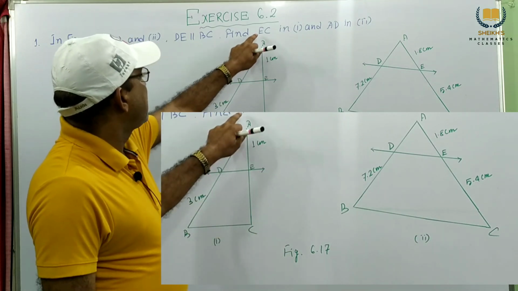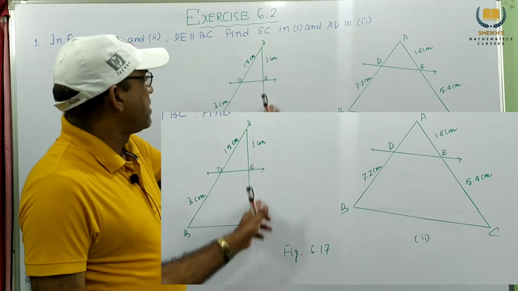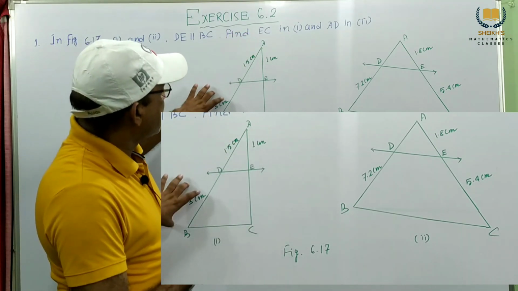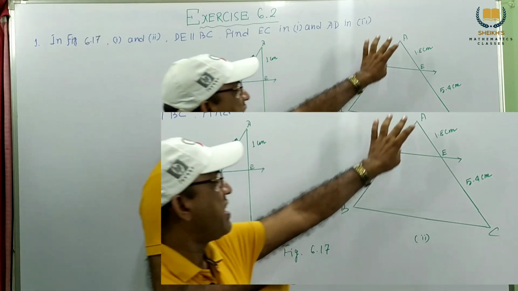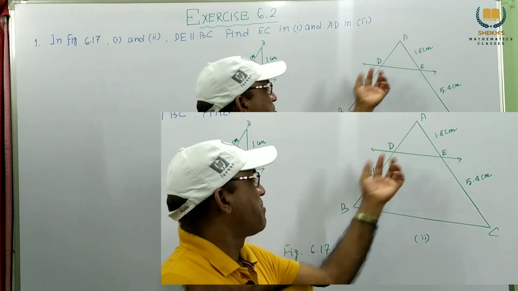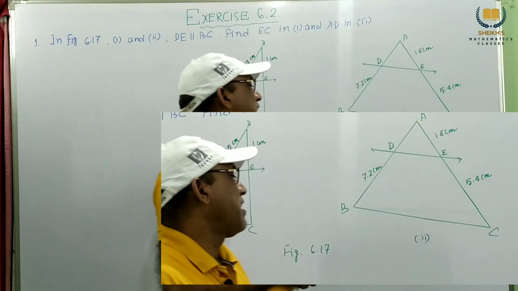Find EC from these two measurements given. This one is given, EC is not given, we have to find EC. And AD from this given, this given, this given, we have to find AD.